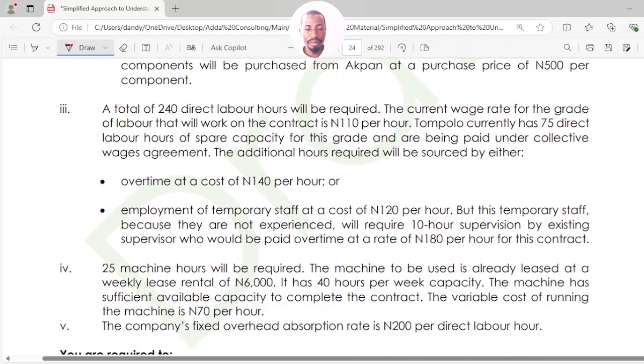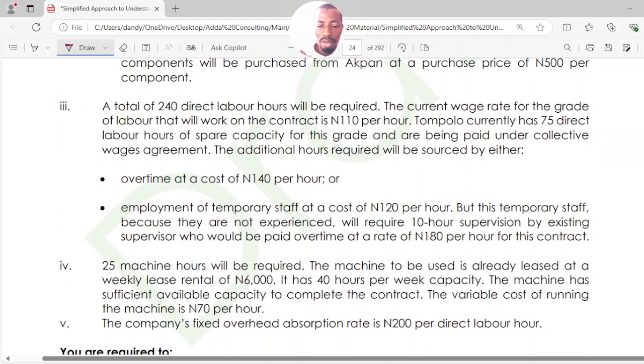Then number 3, a total of 240 direct labor hours will be required. The current wage rate for the grade of labor that we work on the contract is 110 naira per hour. Tompolo currently has 75 direct labor hours of spare capacity for this grade and they are being paid under a collective wages agreement.